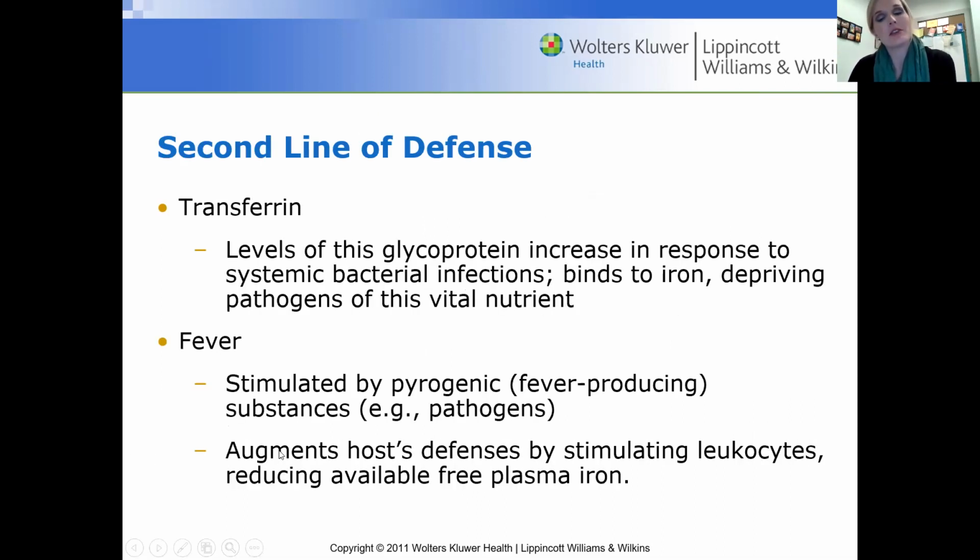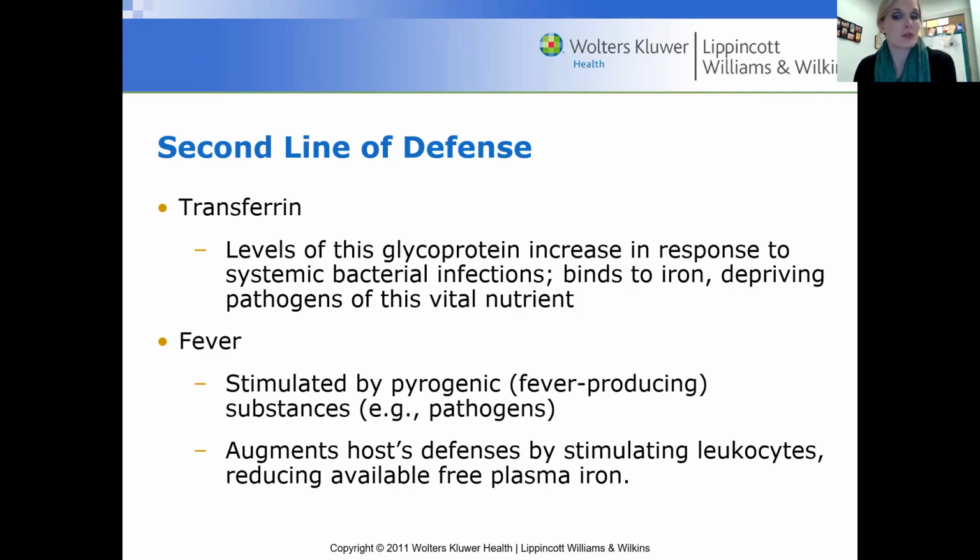Our second line of defense includes a little bit more. So we are now talking about pathogens that have made their way past our first line, past our skin and these mucous membranes. Those chemicals maybe didn't work as well as we'd hoped. So now we get into the second line of defense. We have a couple of different things.